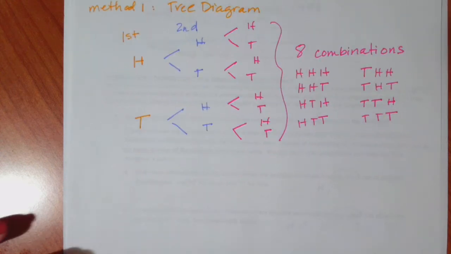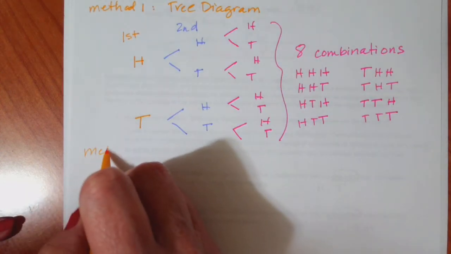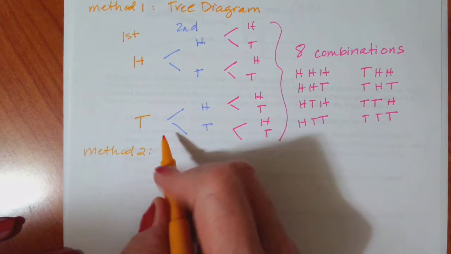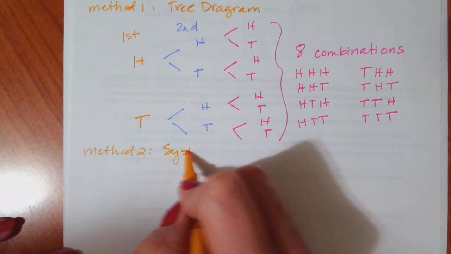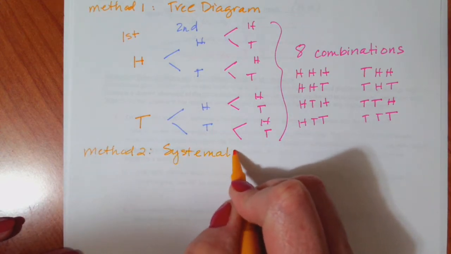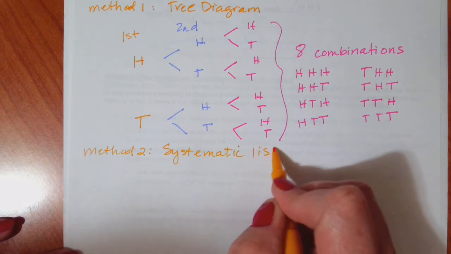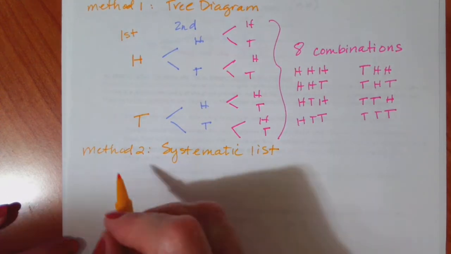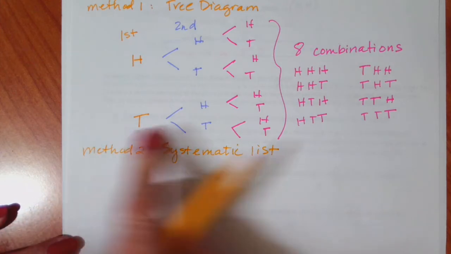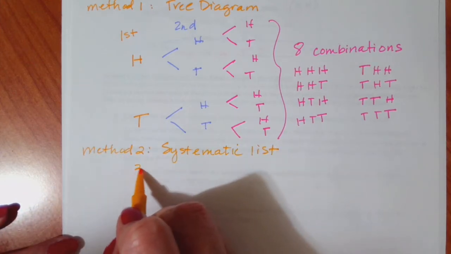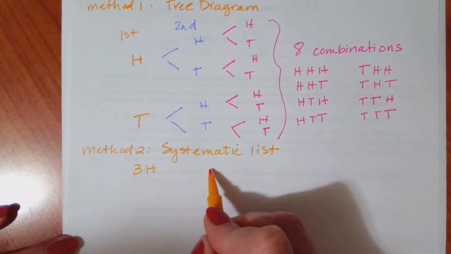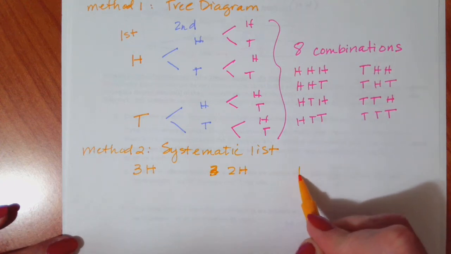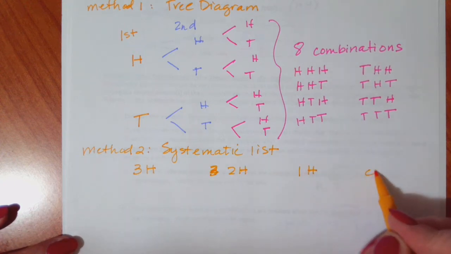All right. Then there is a second method that we can use, and there are a lot of different ways to do this. I'm going to show you the way I would do it, and that would be creating a systematic list. The way I organize it, I said, all right, if there are 3 coins, what are the possibilities if there are 3 heads? What are the possibilities if there are 2 heads? What are the possibilities if there is 1 head? And what if there's no head?